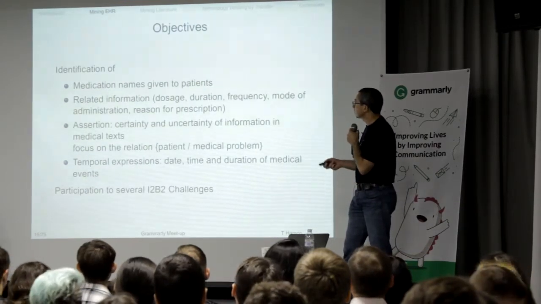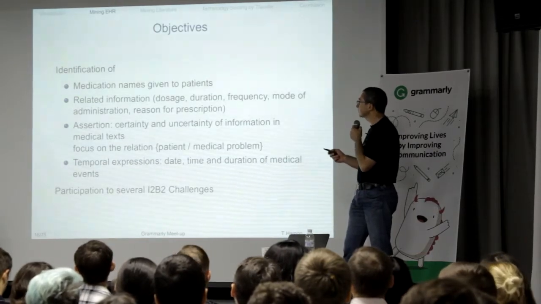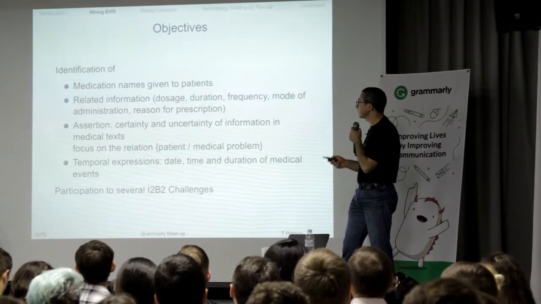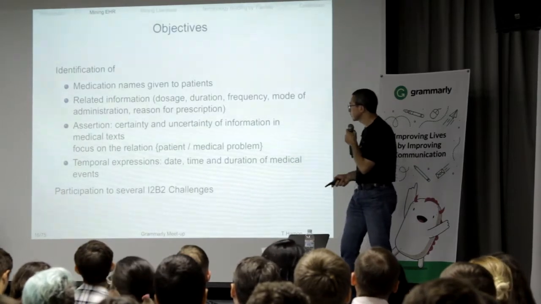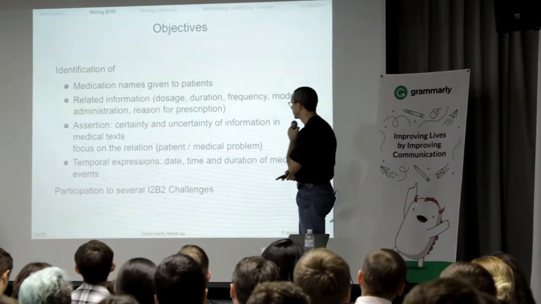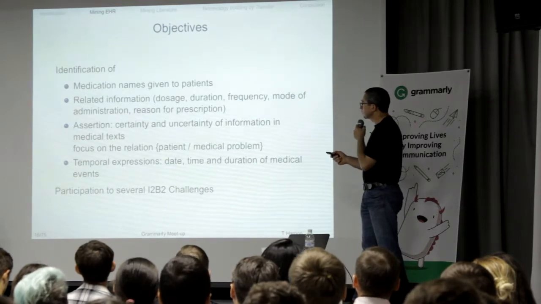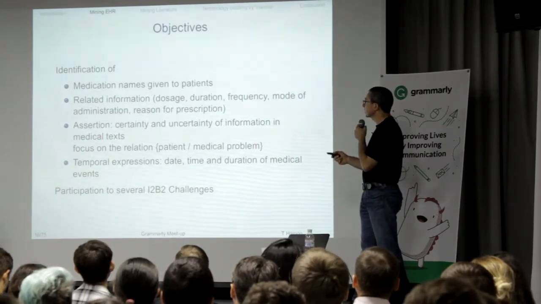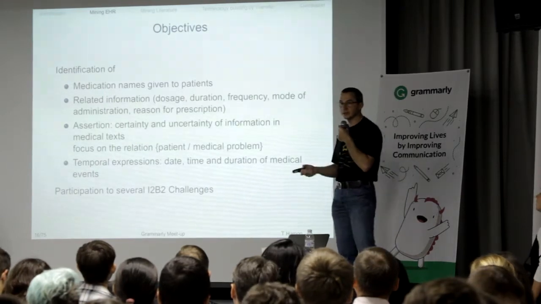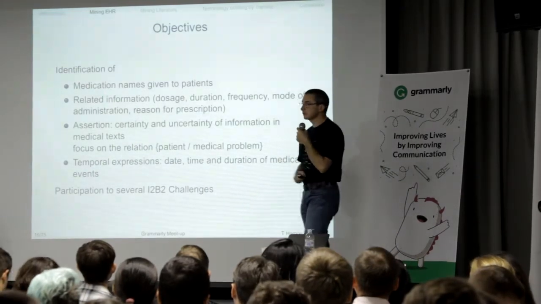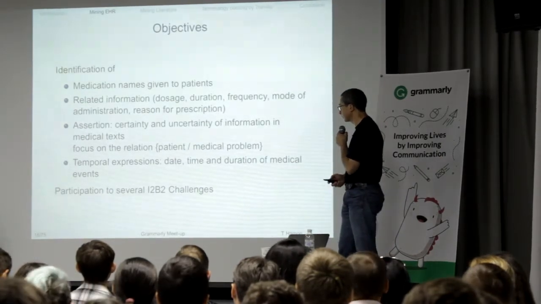So in this work, we try to identify part of the information inside the text: medication name, and information such as dosage, duration, frequency, mode of administration, and the reason of the prescription. So basically a disorder. And also we try to characterize this information according to the certainty or the uncertainty of the information, and also with temporal expressions.